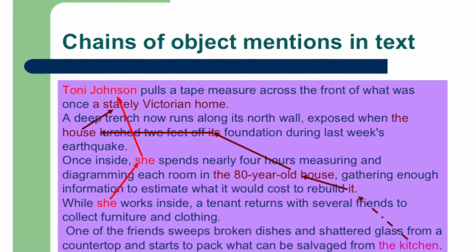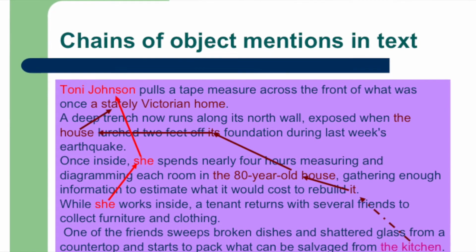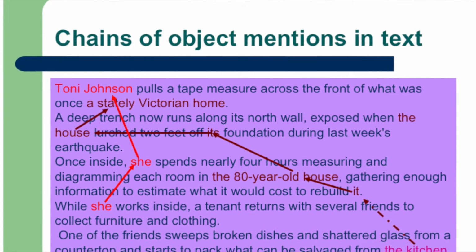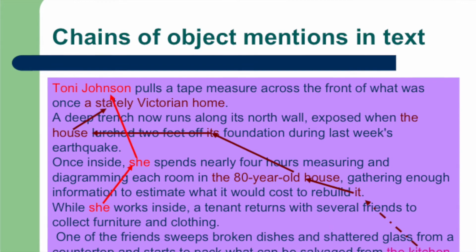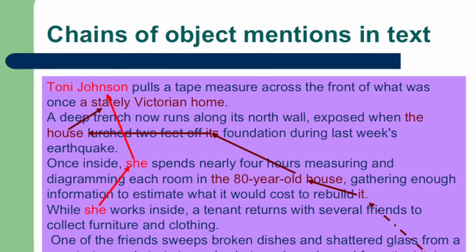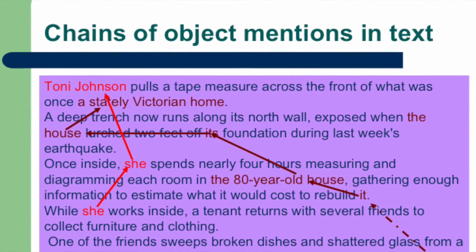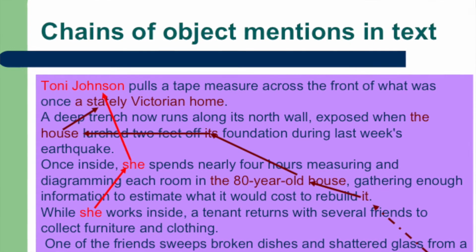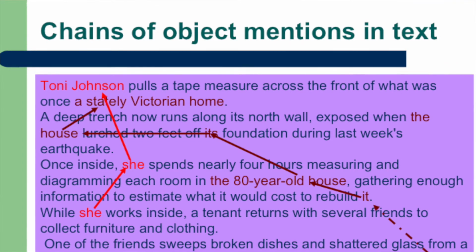Many anaphoric expressions are easy to interpret in context, as there is only one possible interpretation using surface clues such as gender. In the example shown, there is only one possible antecedent for the pronoun she, assuming we know that Tony Johnson is a reference to an entity of feminine gender. This is not always the case, however. Notice that the pronoun its could also refer to a tape measure or a deep trench on grounds of gender alone. What makes the pronoun easy to interpret in the text are other factors. For instance, the common sense knowledge that tape measures don't have foundations.